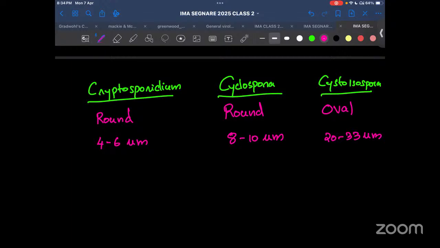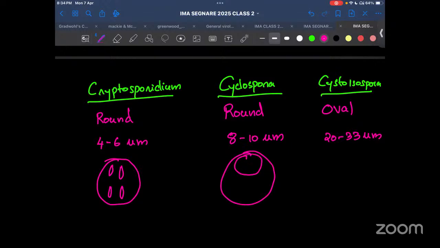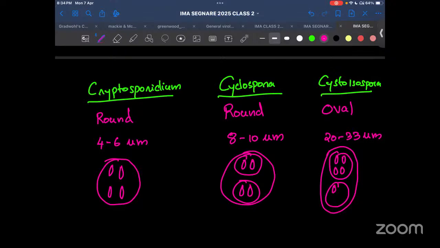Now, there are the sporozoites. Sporozoites are present inside the oocyst. For Cryptosporidium, 4 sporozoites are present inside the oocyst. Now for Cyclospora, the sporozoites are present inside sacs, 2 each, so a total of 4, but they are present inside sacs. Cystoisospora is an oval organism, and there are 2 sacs, with 4 sporozoites each in these sacs. So that is another way we can differentiate them.